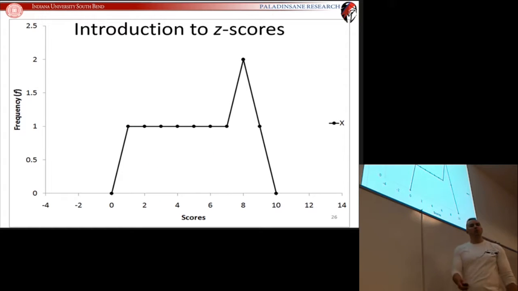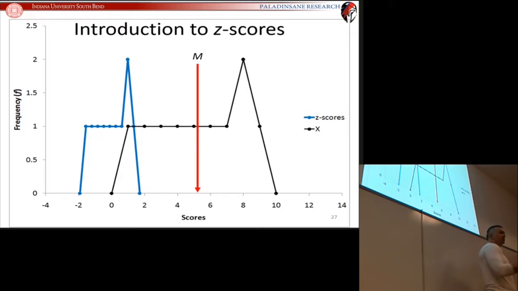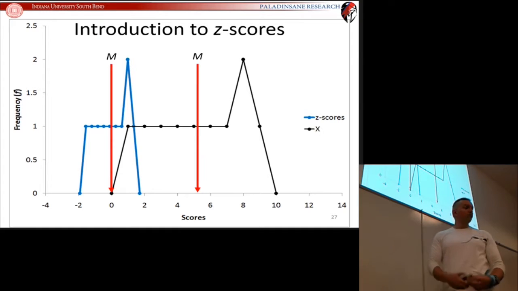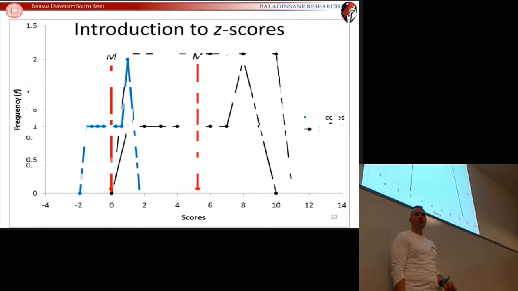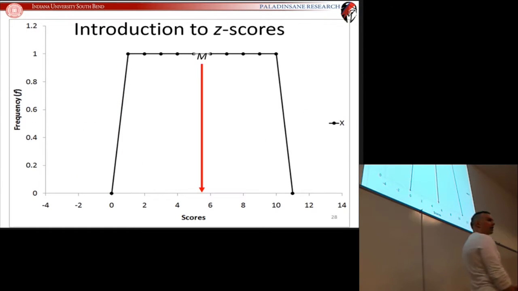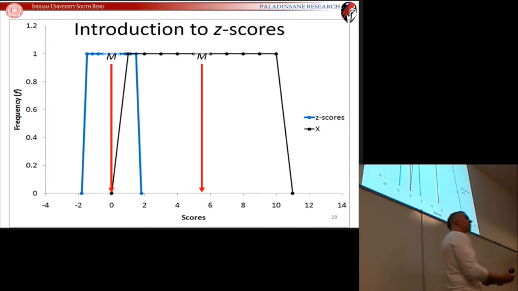Every frequency distribution of raw scores has a certain mean. Every frequency distribution of raw scores has a certain standard deviation. Every frequency distribution of raw scores can be transformed into a distribution of Z-scores that has a mean of 0 and a standard deviation of 1. And it doesn't matter what your distribution looks like. It doesn't matter how wide or narrow it is. Every distribution can be changed into Z-scores with a mean of 0 and a standard deviation equal to 1.